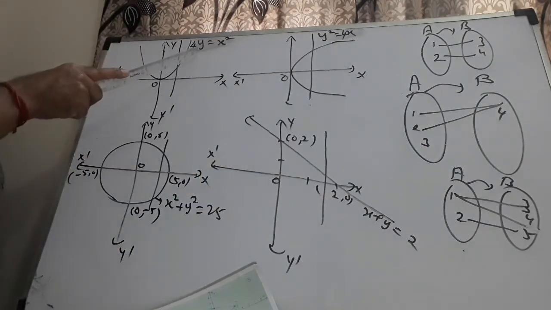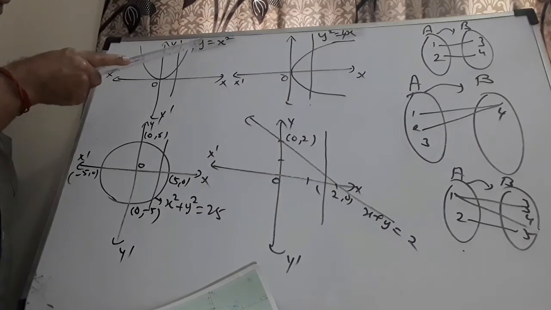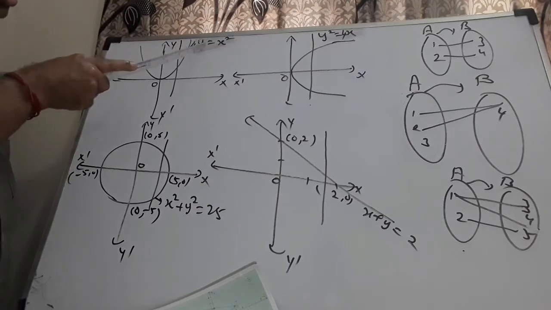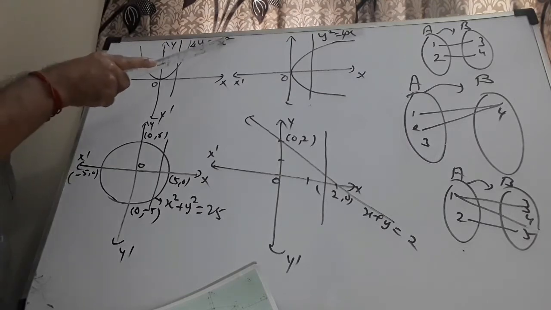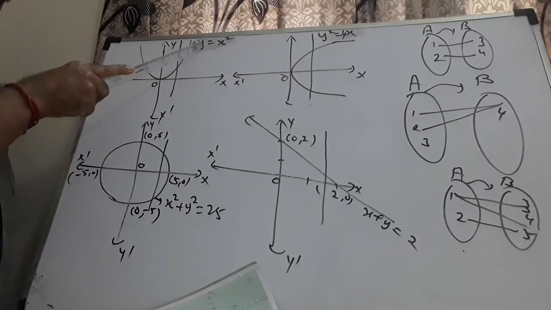X square equal to 4y is the parabola with vertex (0, 0), and it passes through (0, 0). When y is 1, x is plus or minus 2, so it passes through (2, 1) and (-2, 1). Just listen, it's easy for you to understand.